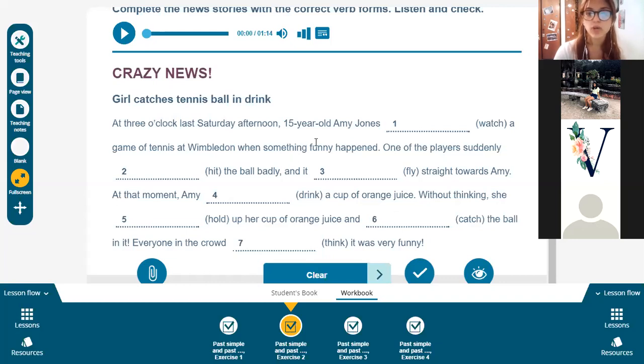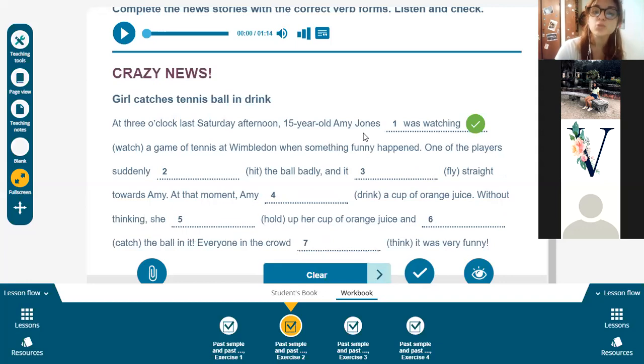Okay, here we have two actions. Amy Jones watched the game of tennis and then something funny happened. Something happened. What do you think you need here? Think, do we have a sequence of actions or do we have one action interrupted by another? A sequence of actions. You think you need continuous. Here, yes, we need to say she was watching the game of tennis and then something happened, right? Yes. Good.